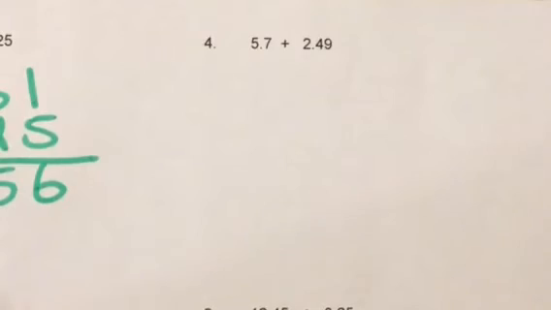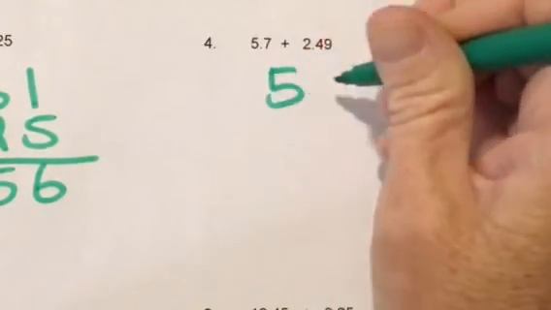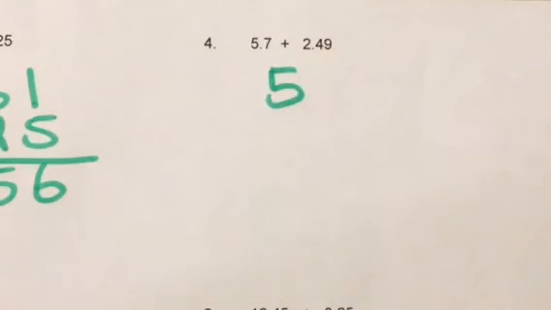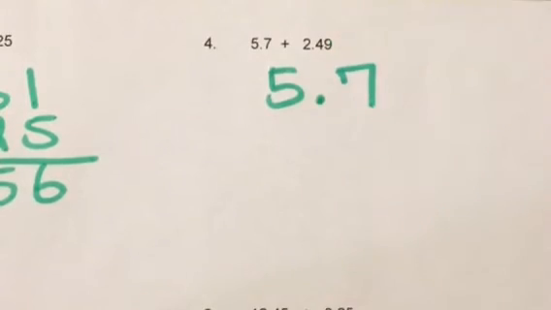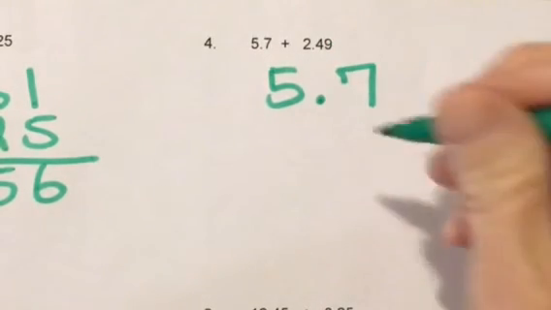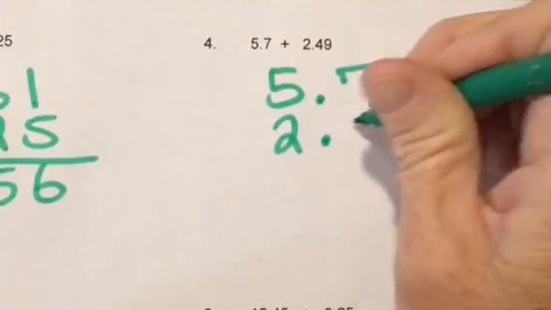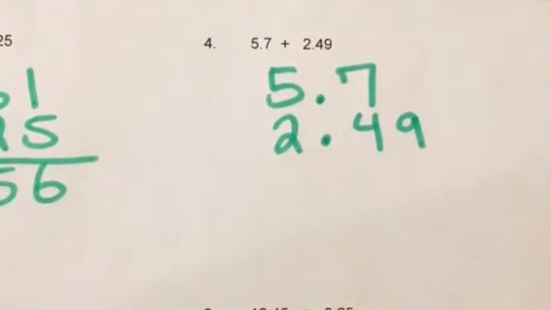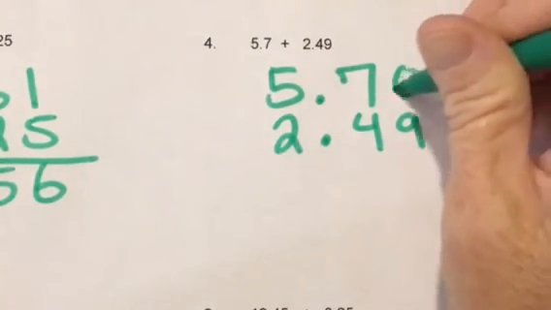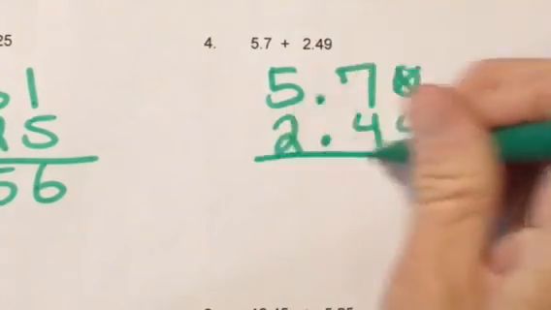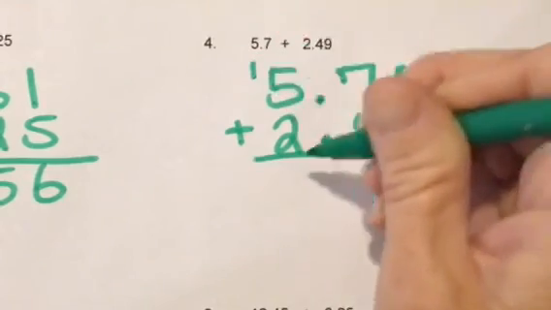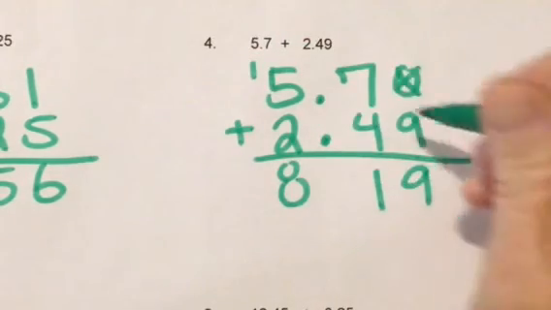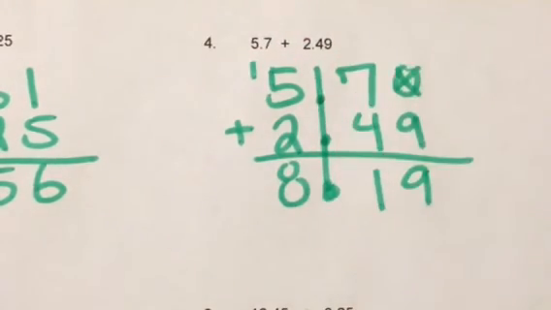Okay, step 1, I'm going to add decimals if needed, which we don't need one. Step 2, I'm going to set up my problem vertically, lining up the decimal. I'm really getting tongue-tied tonight. Step 3, I'm going to add zeros to create a box. Step 4, I'm going to add. And step 5, I'm going to bring down my decimal.